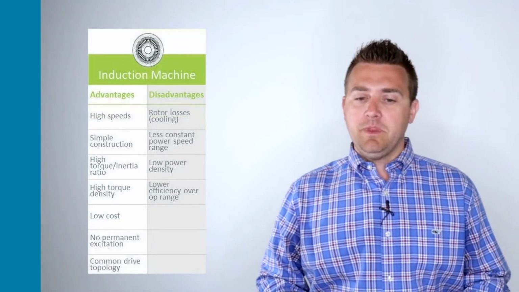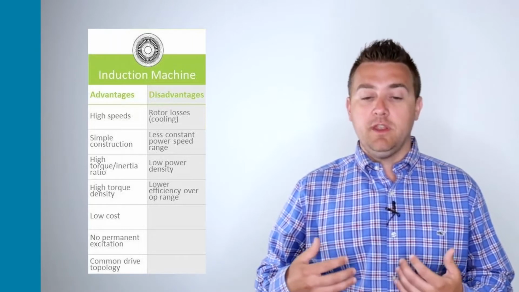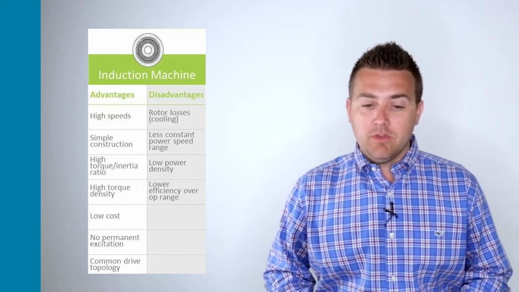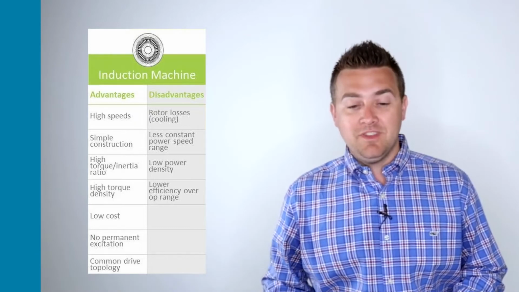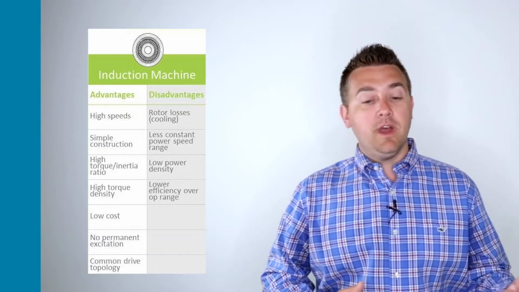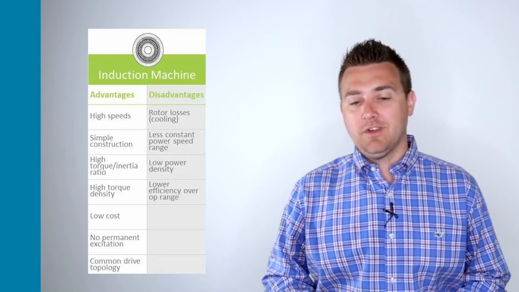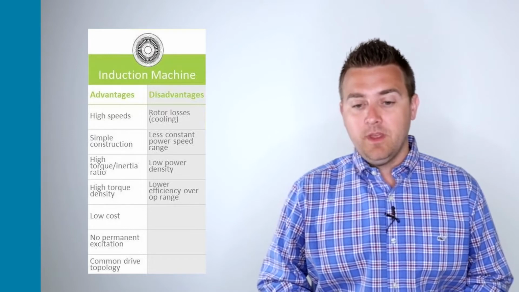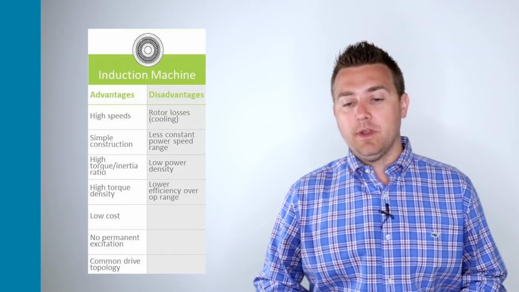The induction machine has been around for a long time. We're familiar with that machine, that design, that topology. It's great for high speeds. It's a simple construction, with a nice high torque to inertia ratio and high torque density. They are very cost-effective solutions. They don't have permanent magnets, and they have a common drive topology. But some of the disadvantages are going to be rotor losses, less constant power speed range, lower power density, and lastly, lower energy efficiency over the operating range.